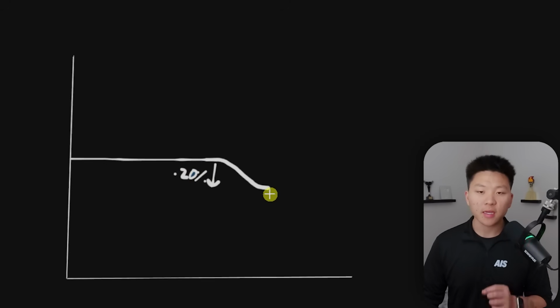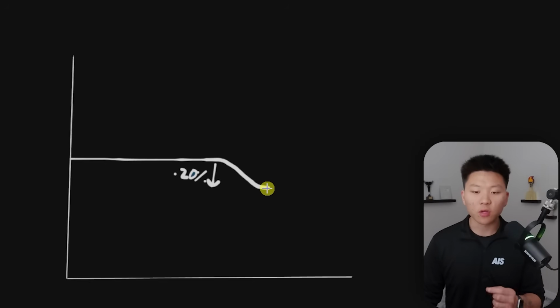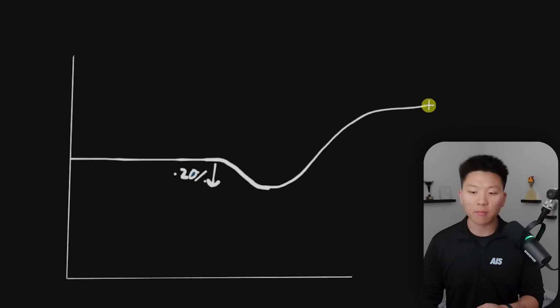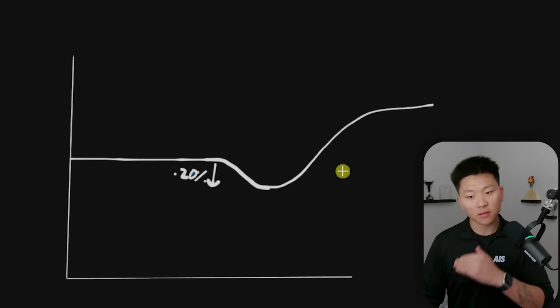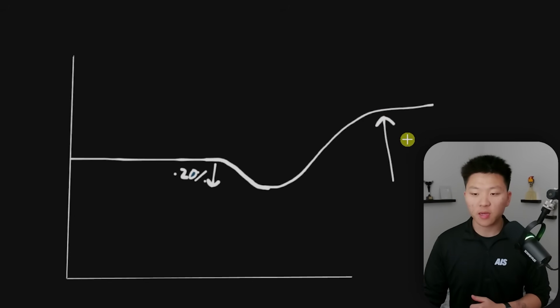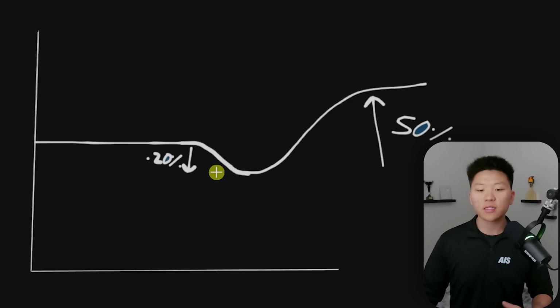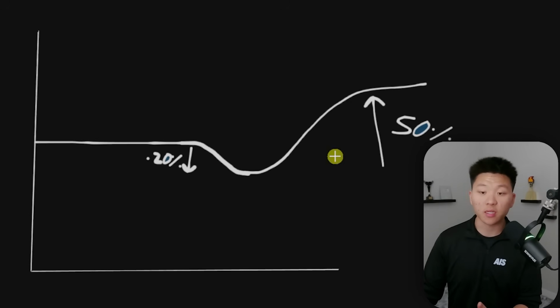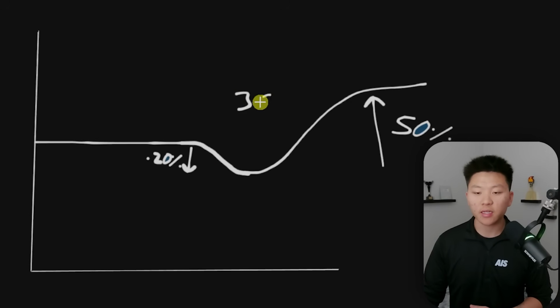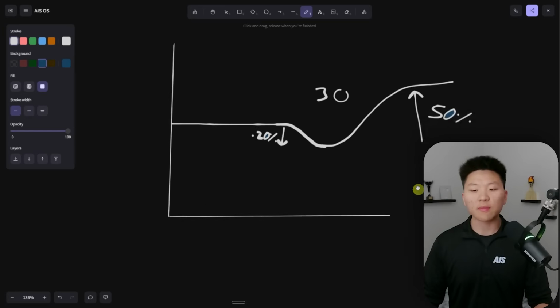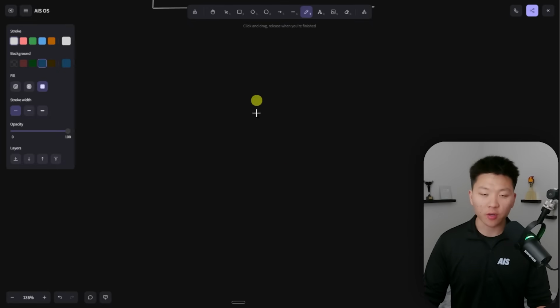The question is, is this change worth it? Will this change ultimately result in more than a 20% dip? Because up here, what you might be getting with an AIOS is a 50% gain. So is the dip of 20% worth the 50% upside? Yes, because you're getting an additional 30%. Now, on top of that, you also have the idea of a learning curve.